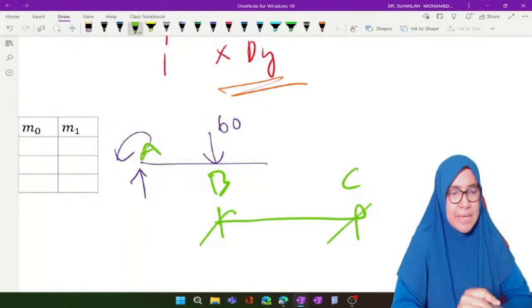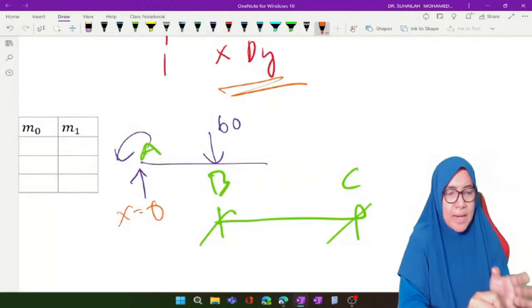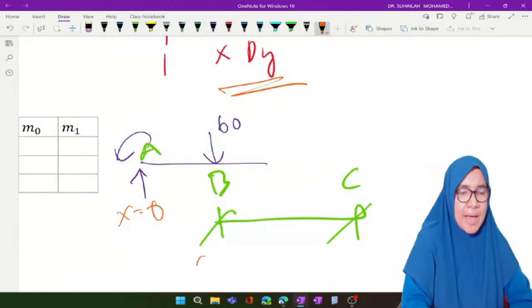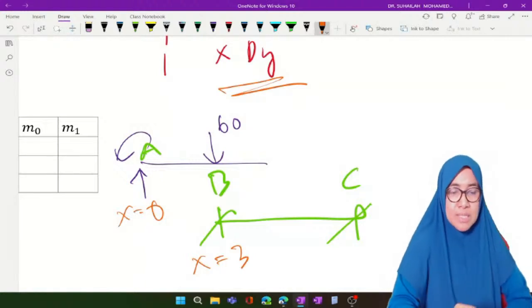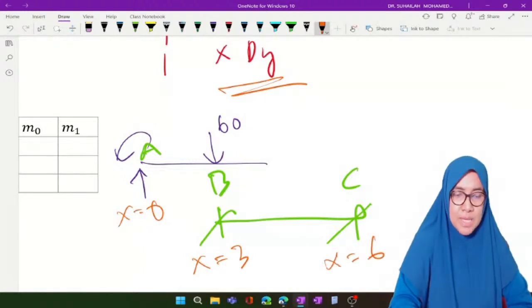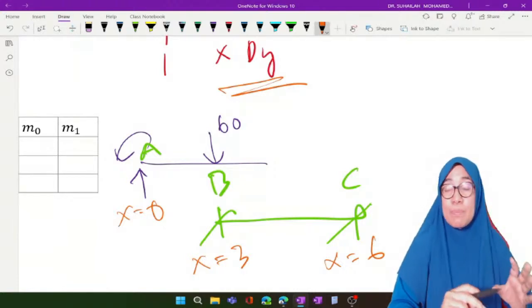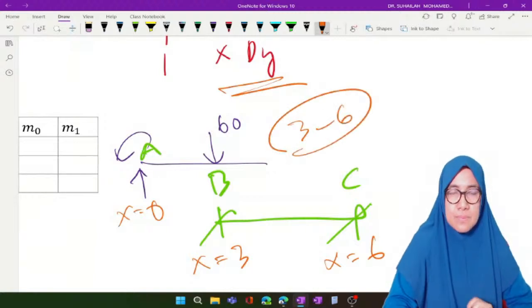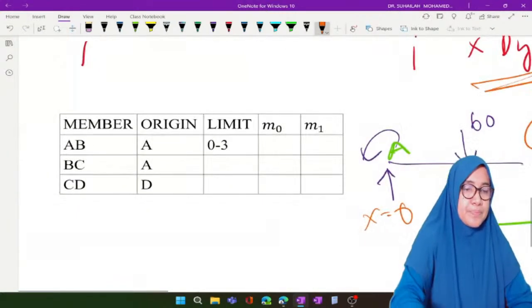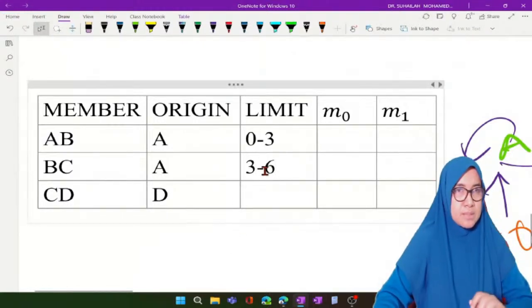Origin means X is equal to 0. So when X moves to B, X will equal 3. When X moves to C, X is equal to 6. That is why the limit for BC with origin A is 3 to 6. Okay, 3 to 6.